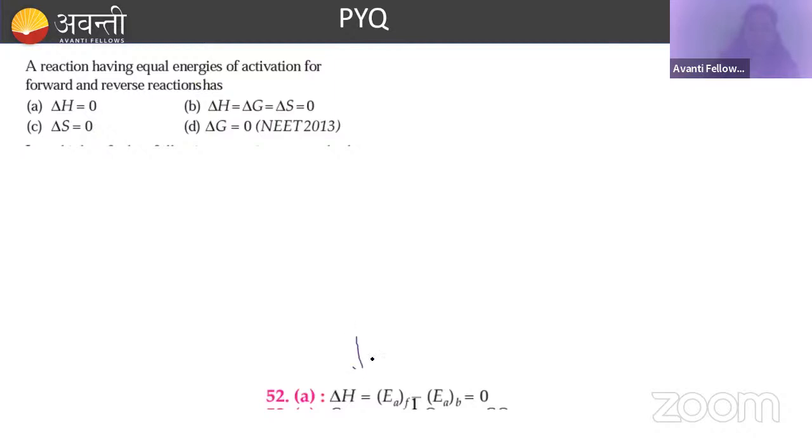See here, I have shown when delta H is 0, that is activation energy for forward minus activation energy for backward. ये क्या है? इक्वल होने के कारण इनके जो वैल्यू हो गई, डेल्टा एच की वैल्यू 0 हो गई. ठीक है. राइट, वेरी सिंपल प्रॉब्लम.